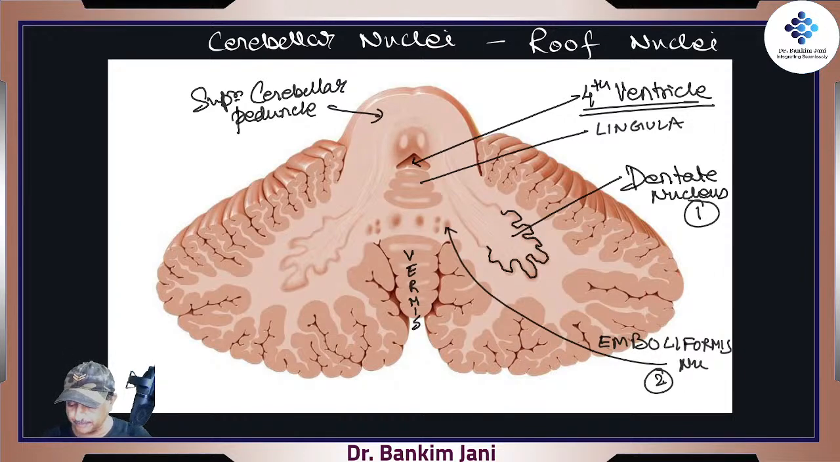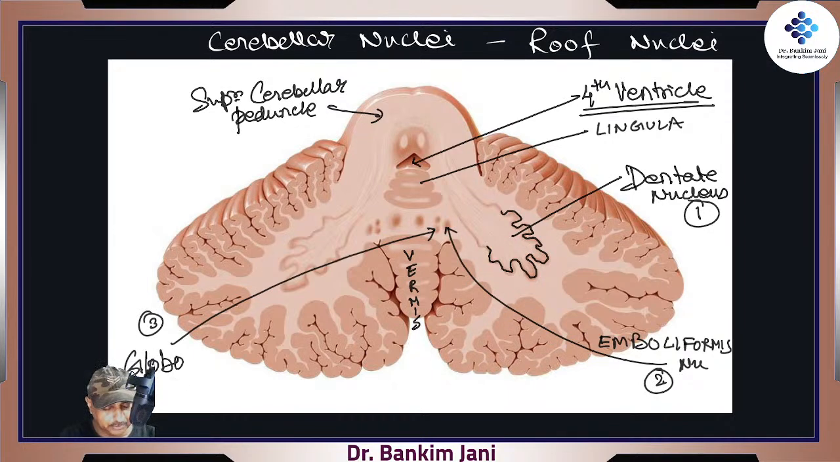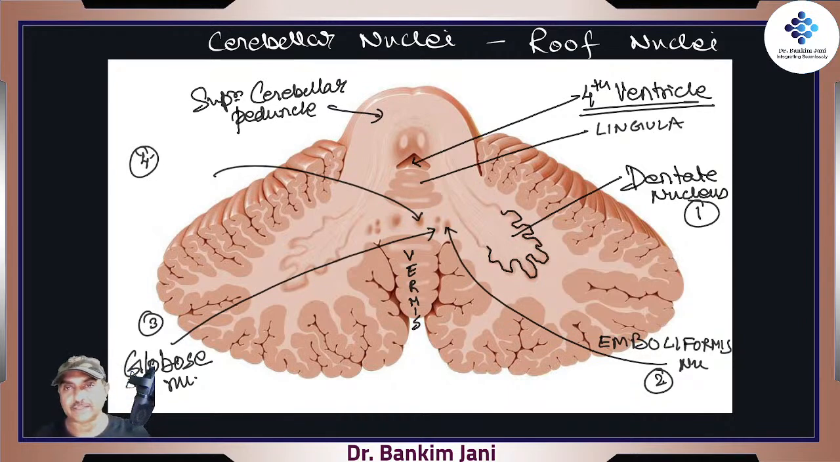So this is the second one. The third one over here is the globose. We are trying to go from the lateral aspect to the medial aspect. So that is the globose nucleus. And the fourth one is the fastigial nucleus. So these are the four nuclei of the cerebellum.